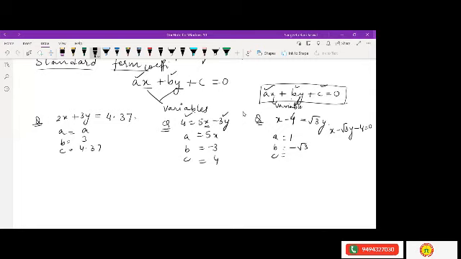Okay? And Yukta, same way here, this was minus 4, because when 4 goes to this side, it will become minus 4. So what is C here? -4. Yes, C is minus 4. Great.